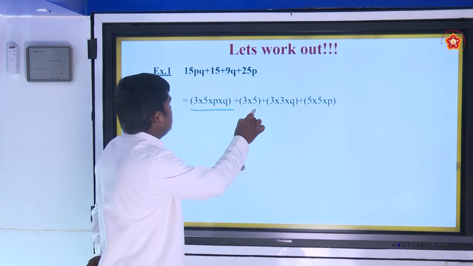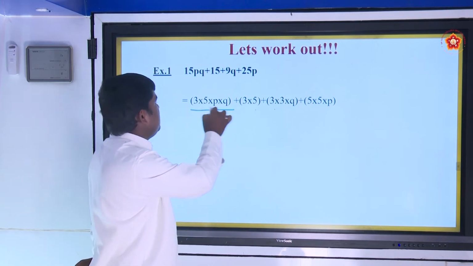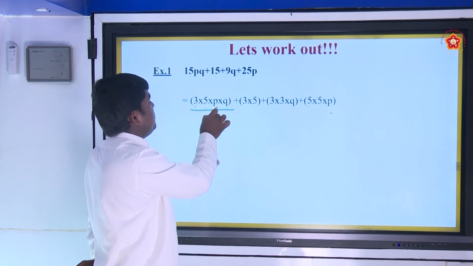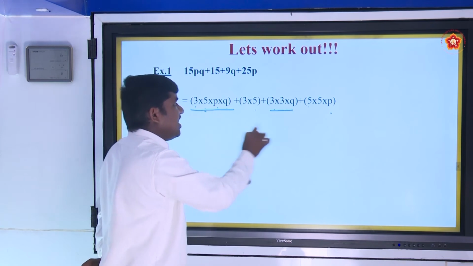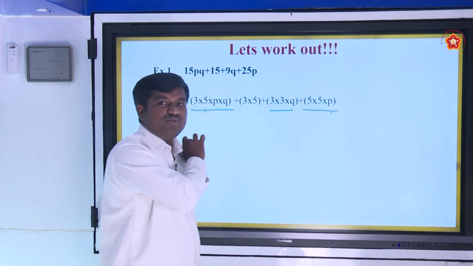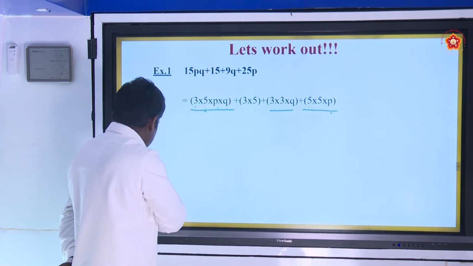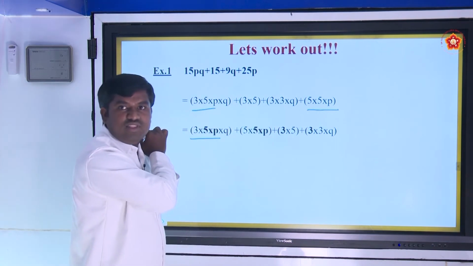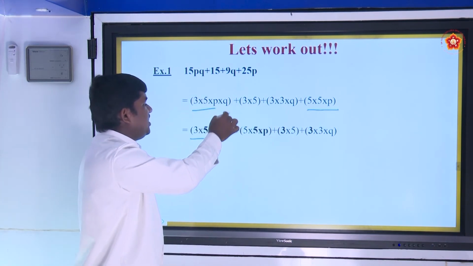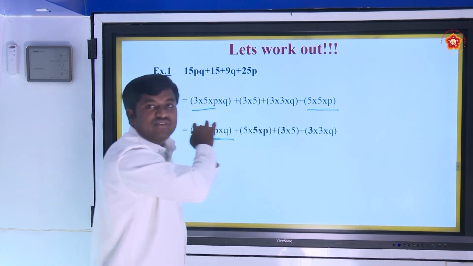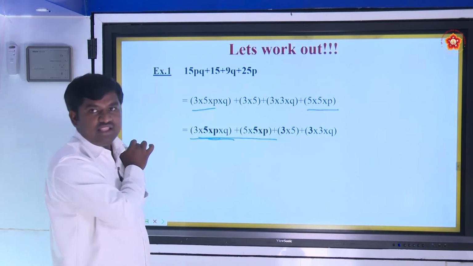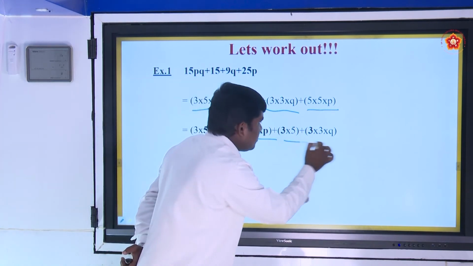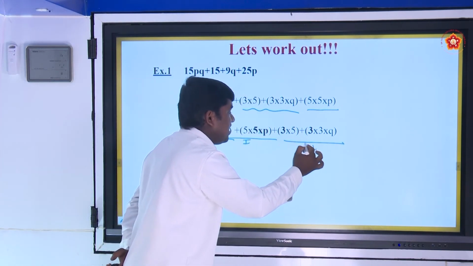Check. In here 3 and 5 is there. Here 3, q is there. Yes, 3 and q common. In here 5, p. 5p is there. We can take this and this, or else this and this. You can do both ways. It is possible. So I choose this and this. See, 3 into 5 into p into q and 5 into p. These two are the first group. Next, 3 into 5 plus 3 into q. This is the second group. Okay, first group and second group.